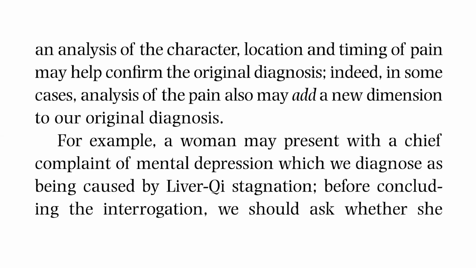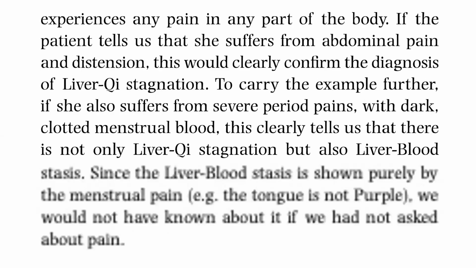For example, a woman may present with the chief complaint of mental depression, which we diagnose as being caused by liver qi stagnation. Before concluding the interrogation, we should ask whether she experiences any pain in any part of the body. If the patient tells us that she suffers from abdominal pain and distension, this would clearly confirm the diagnosis of liver qi stagnation. To carry the example further, if she also suffers from severe period pain with dark clotted menstrual blood, this clearly tells us that there is not only liver qi stagnation, but also liver blood stasis.